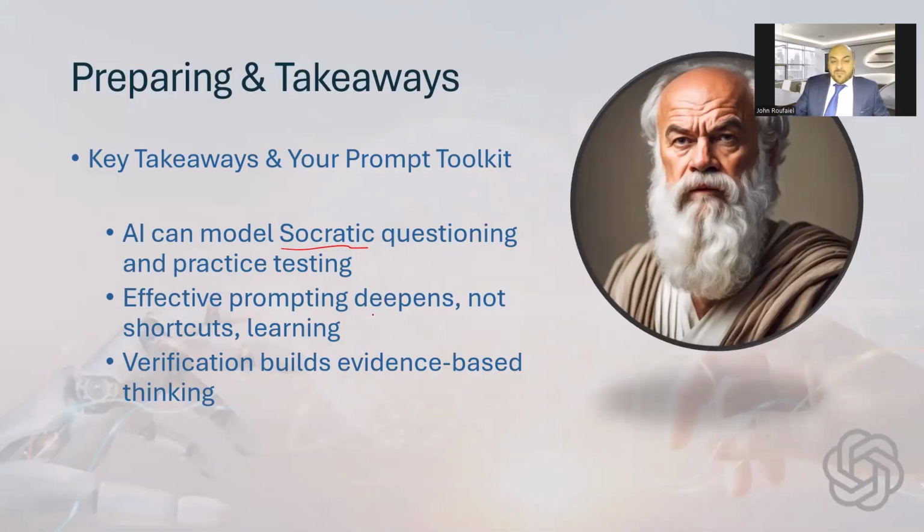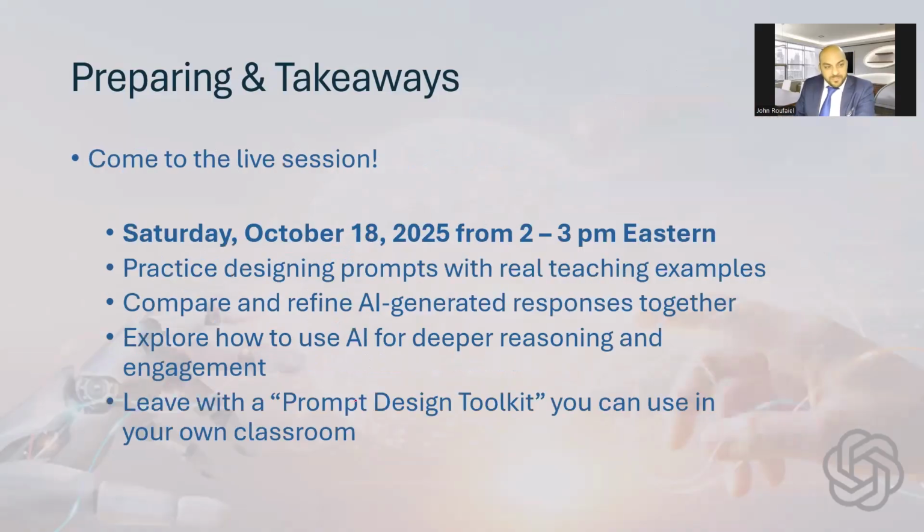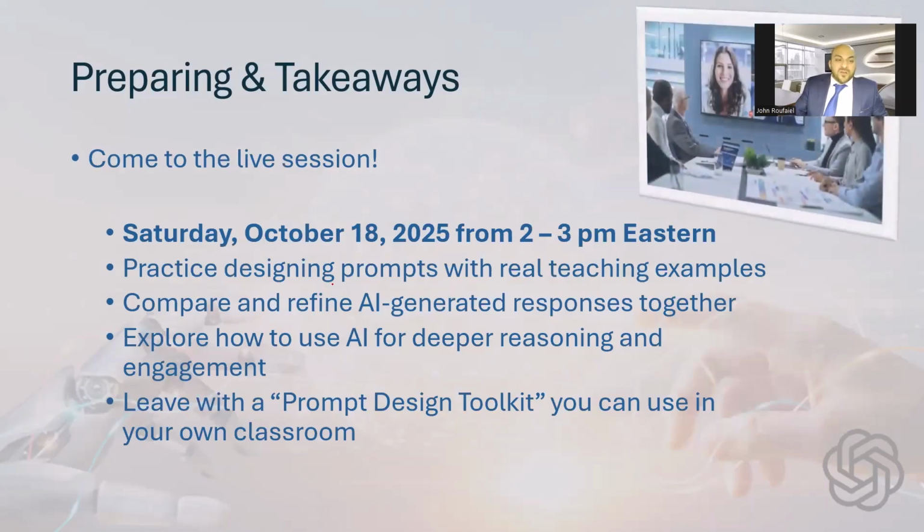until we start to learn more and more about whatever topic that is. Effective prompting will deepen as a result. This is not a shortcut, but it's going to deepen our learning by continuing to go further and further using the AI and verifying what we get, discussing with peers and discussing in the classroom. Verification builds evidence-based thinking.